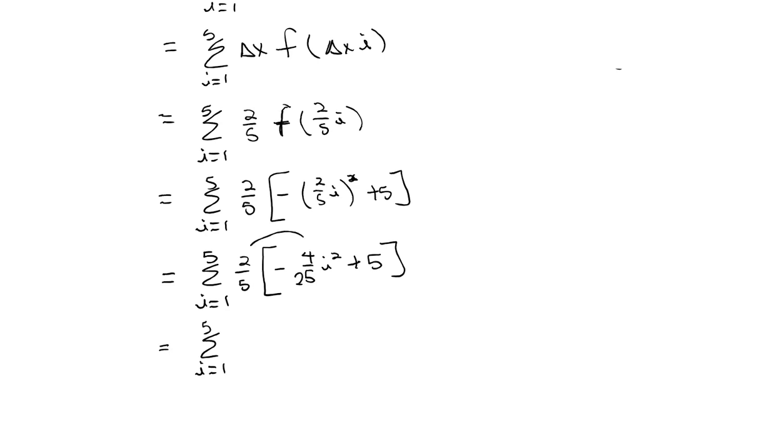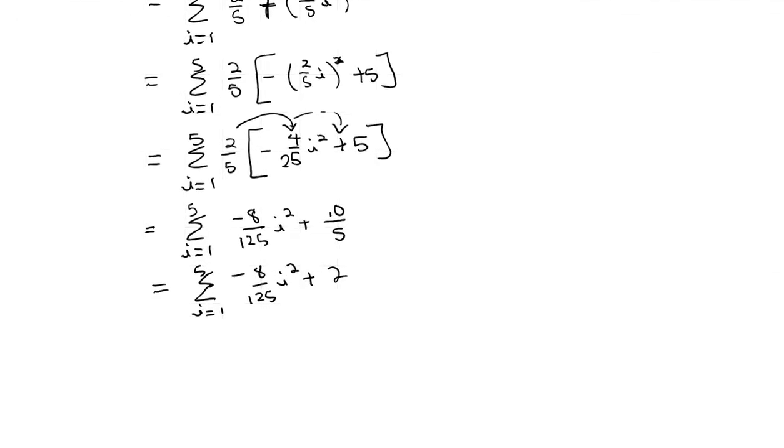I'm going to use the distributive property with this 2/5. That would give me negative 8 over 125 i squared plus 10 over 5. 10 over 5 can be reduced down to 2. So I'm finding the sum of i equals 1 to 5 of negative 8 over 125 i squared plus 2.